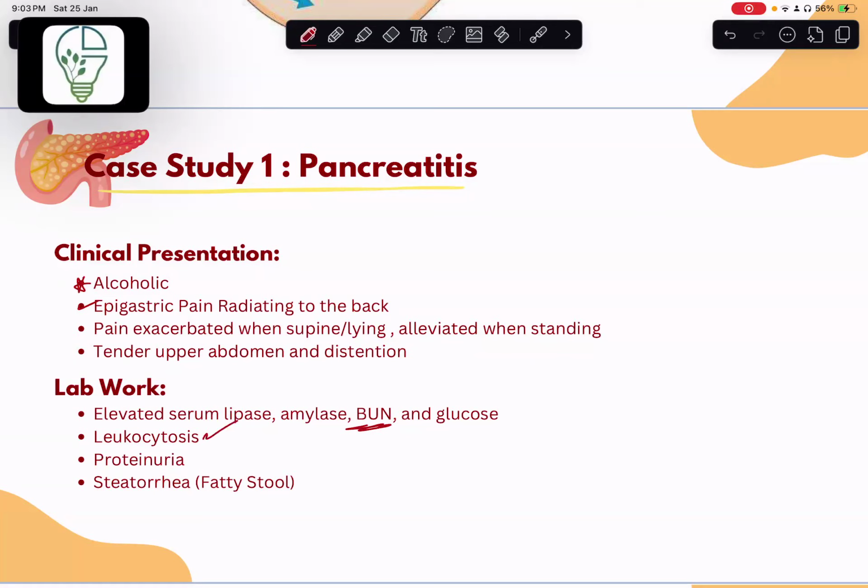We have leukocytosis. What does it mean? Leukocytosis is elevated levels of white blood cells, leukocytes, neutrophils, whatever, which is indicative of inflammation. Inflammation, what does it mean? Basically, inflammation is a sign of damage. The body is trying to compensate. The body is trying to fix this problem. So there's inflammation, there are WBCs.